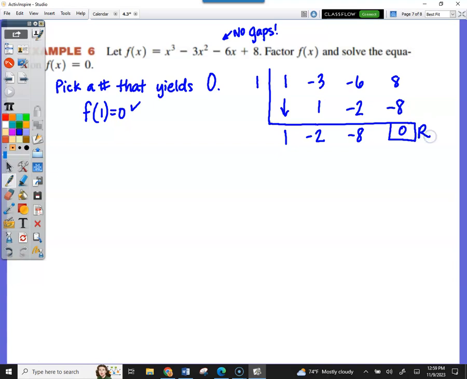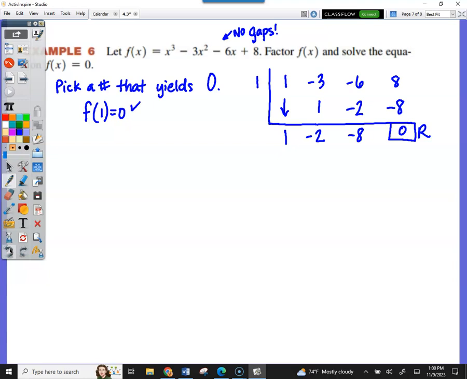If you don't get 0, but you got 0 when you plugged it in, then something's wrong. Either you plugged it in wrong, or you did the synthetic division wrong. So check that. They should correspond. Now, the directions said to go all the way with this, which is a preview of 4-4. This was a success. We have the remainder of 0.